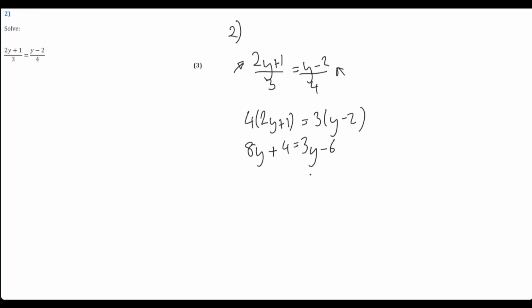I'm going to move the 3y to the left hand side. So we want to get the y terms on one side. So I'm going to take away the 3y. Remember, you do the opposite to move from one side to the other. 5y plus 4 equals minus 6. I'm going to move the 4 by taking away the 4, both sides. 5y equals minus 10. And then lastly, divided by 5, both sides, and that'll be done. Minus 10 divided by 5 is minus 2.